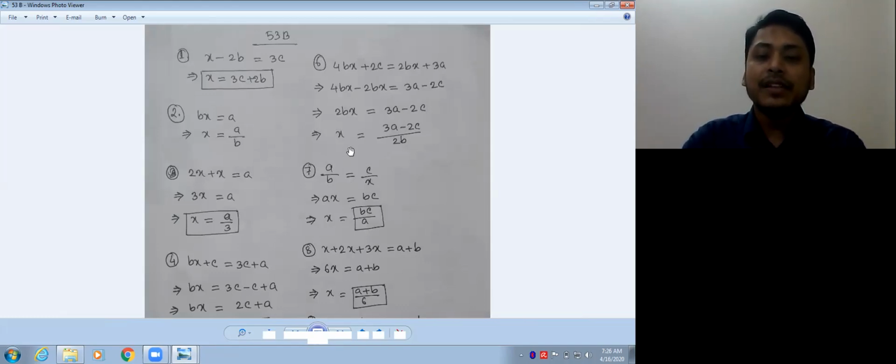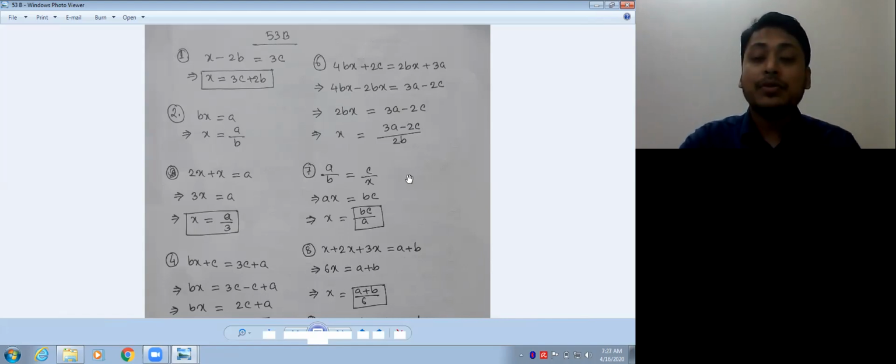Here, this one also has the same logic. Just look, 4bx, and this is the x term. That's why it came to the left hand side, 4bx minus 2bx, 3a minus 2c. So 2bx equals, if we subtract 2bx, the bigger one's sign is plus, that's why plus will come. Always for subtraction, you have to follow the bigger one's sign. You have learned that, so I'm not going into that. 3a minus 2c, it was plus, it has been minus. Now 2bx, so 3a minus 2c divided by 2b.